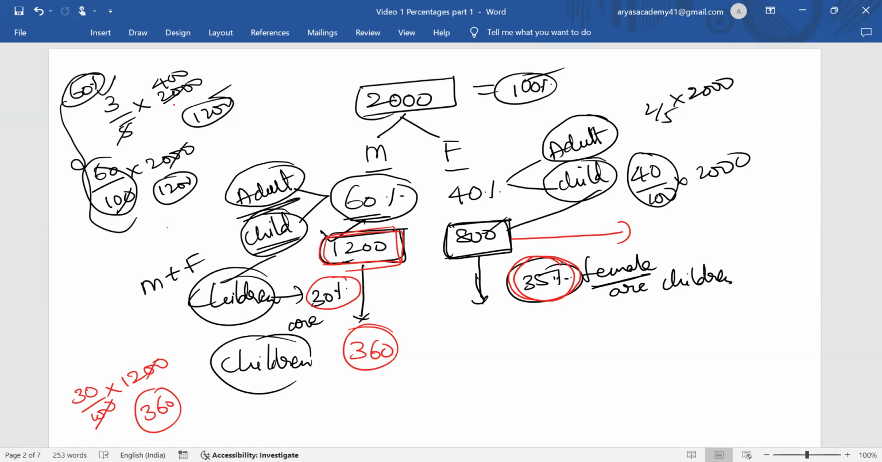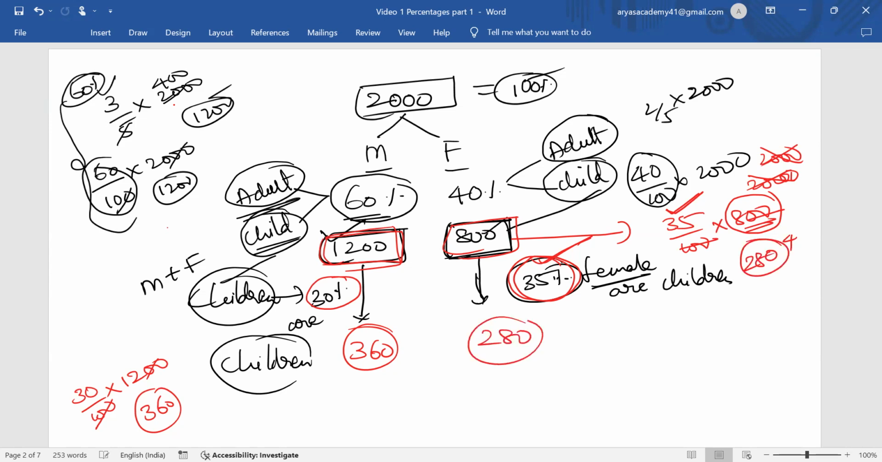To find the female children, we have to find 35% of total females. So 35% of 800 is how much? Why are we considering 35% on 800 but not 2000? 2000 is the total population, but we are clearly stating that 35% of females are children. So we have to consider only the female value and not the total value of 2000. Hence we are using 800 instead of 2000. These two zeros and these two zeros cancel. 8 fives are 40, 8 threes are 24 plus 4, 28. So 280 is the total number of female children.